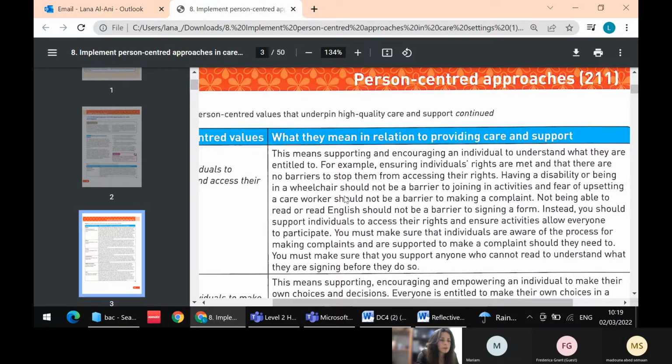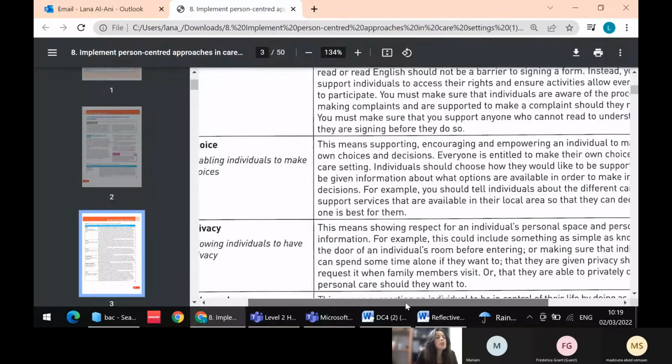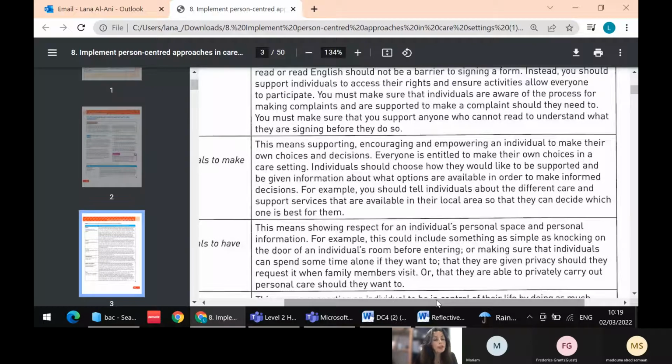Also, choices. So what does that mean? That means we support people, encouraging and empowering the individual to make their own choices and their own decisions. Everyone is entitled and has the right to make their own choice, their own decision, based on their own judgment. So individuals should choose how they would like to be supported. We give them all the information they need and tell them about the options available, and let them choose the way they like it.